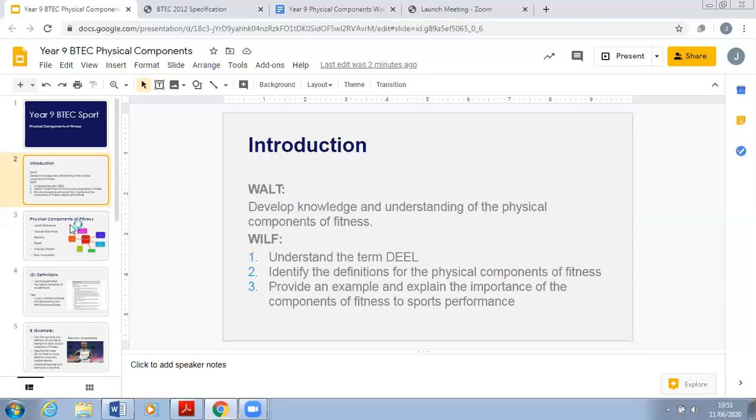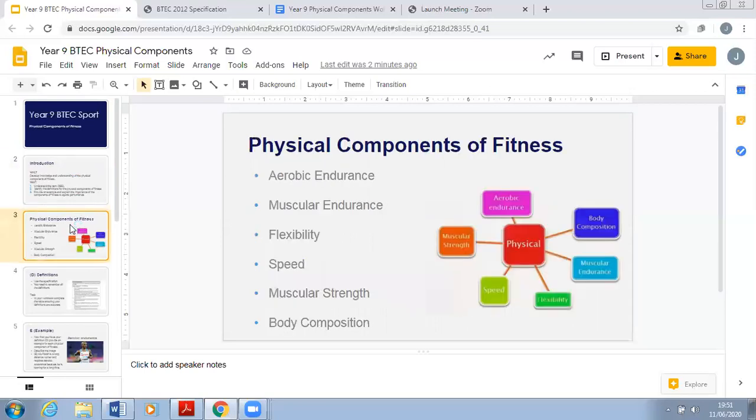Okay, so let's look at the components of fitness first then. So like I said, they're in 2 groups. You've got physical and skill. Today, we're just going to focus on physical. In the next block of work, we'll look at skill. All right, so like I said, there are 6. You've got aerobic endurance, muscular endurance, flexibility, speed, muscular strength, and body composition.